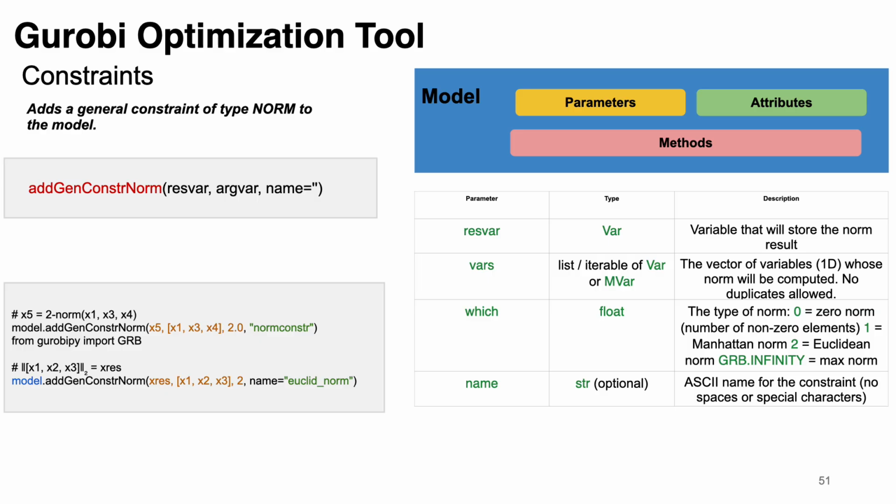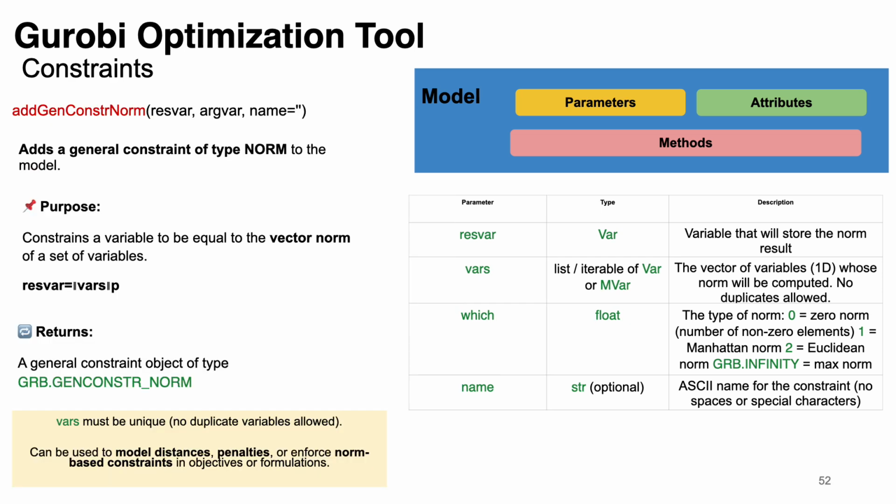The code snippet shows a simple example of calculating the Euclidean norm of 3 variables, binding the result directly to the variable x_norm. When you run this function, Gurobi returns a GenConstrNorm object. Its mathematical purpose is to constrain your result variable to exactly equal the calculated vector norm of the specified input variables.